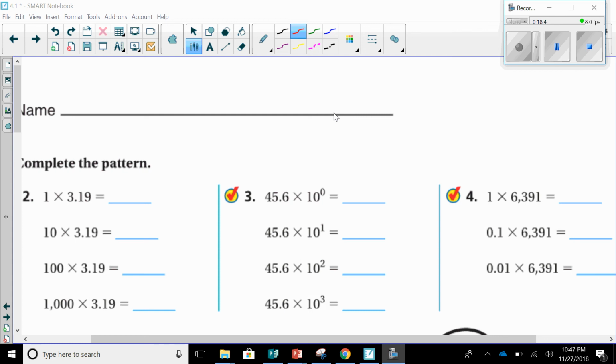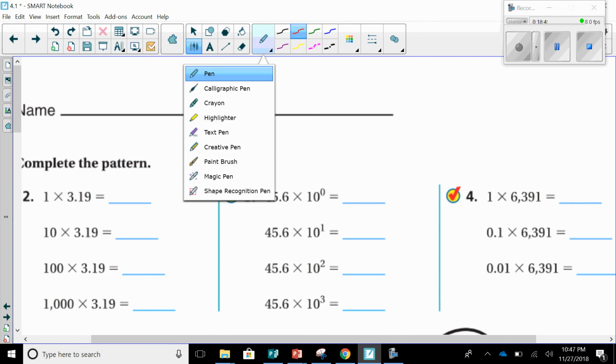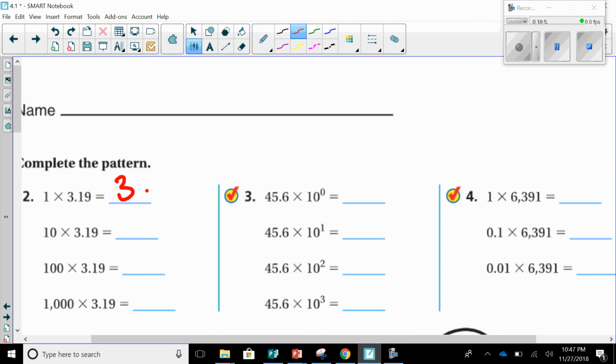So 1 times 3.19 is going to be 3.19. And then 10 times 3.19 means I'm moving 1 place to the right. See, I make mistakes. It's all good. You just go back, try again. So we're going to move 1 place to the right. So that gives me 31.9.